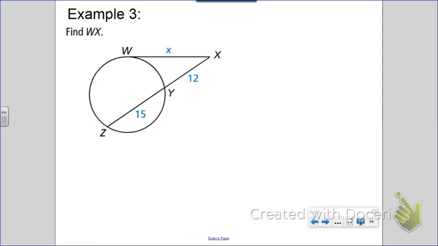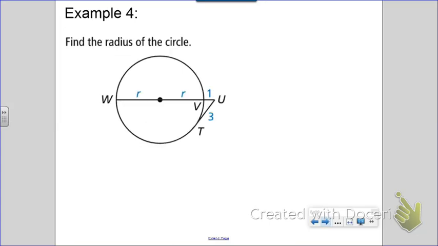And we just did example 4 by accident in place of example 3. And that's all we have for the lesson today.